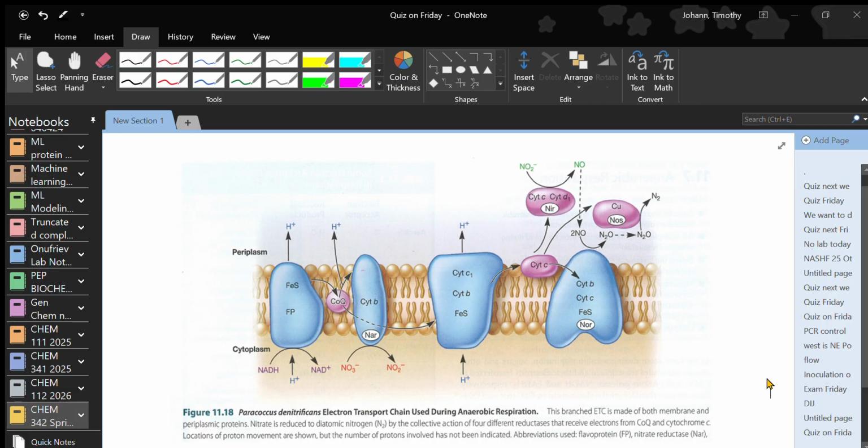Okay, I'll let you go. But I think it's really cool how this stuff all fits in, and how there's not just one electron transport chain.